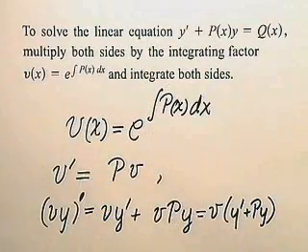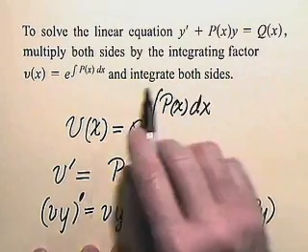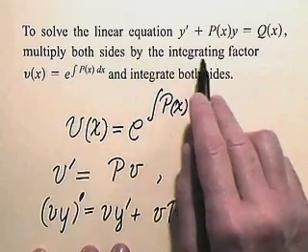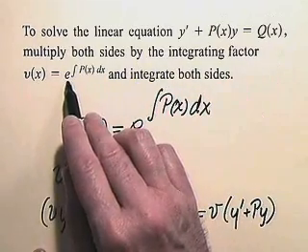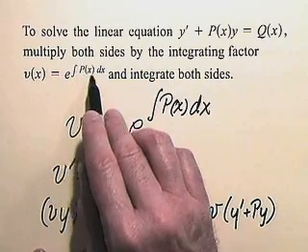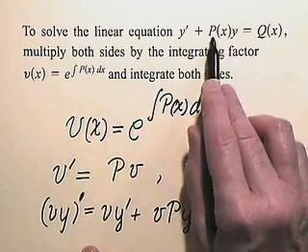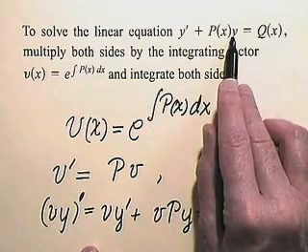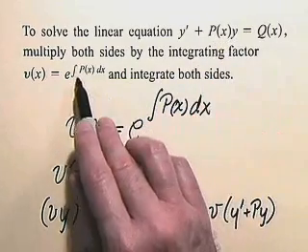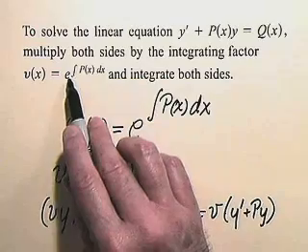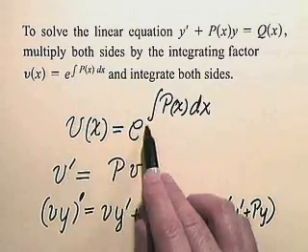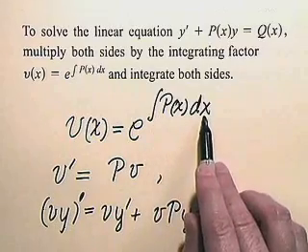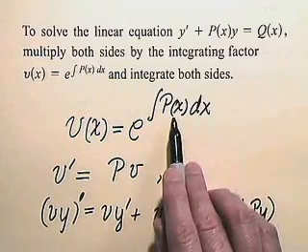To solve the linear equation y' plus p(x)y equals q(x), multiply both sides by the integrating factor v(x), which is given as e to the antiderivative of p(x) dx. That is, we look at the coefficient of y, we form its antiderivative, and then we form e to that antiderivative. That is, v(x) is e to the antiderivative of p(x) dx. So that's what you have to remember.